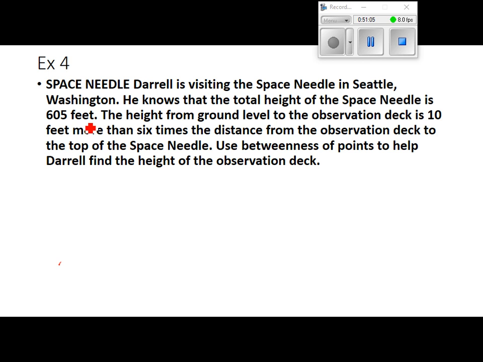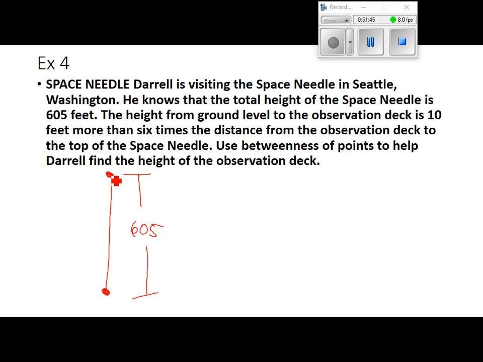So this is my Space Needle. And this is what I would do if I was you. The bad thing with this one is, everything else we've been doing has been going left to right. It's going up and down. Is that really going to change anything? What's the first thing they tell us about this? 605 feet. So the whole thing, 605, from the ground to the very tip top. Well, it says to the observation deck. I lied. Total height of the Space Needle is 605 feet. So the total height. All right, so we got that.